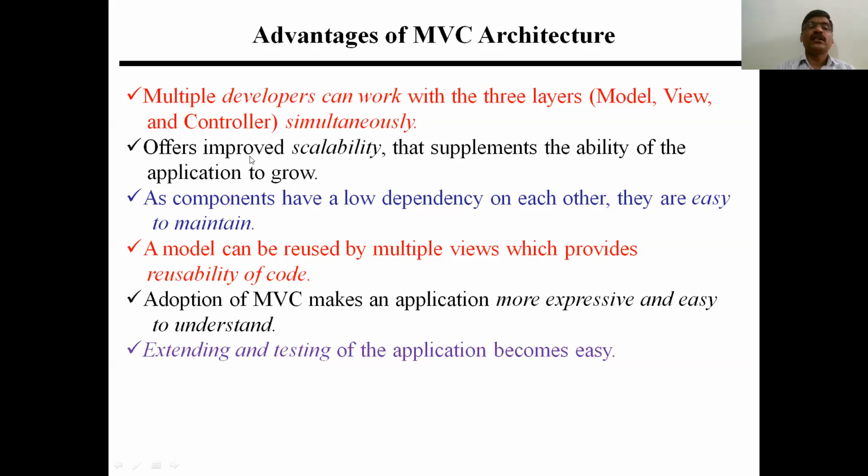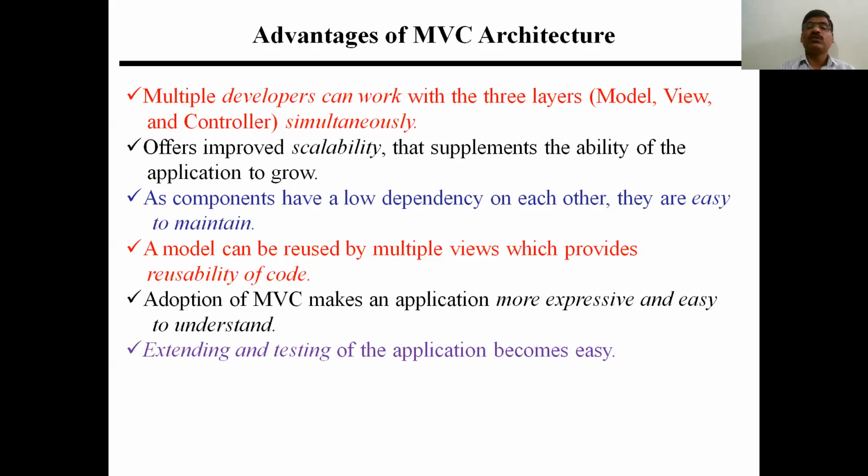Next, it improves the scalability. If you follow MVC architecture for developing a web application, the web application development improves its scalability, so that it supplements the ability of the application to grow. The third advantage is that as components have a low dependency on each other, they are easy to maintain, because we are developing three components separately here. Fourth advantage is that a model can be reused by multiple views, which provides the reusability of code.